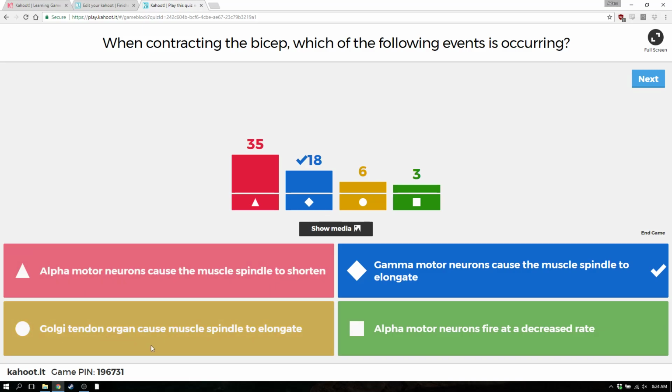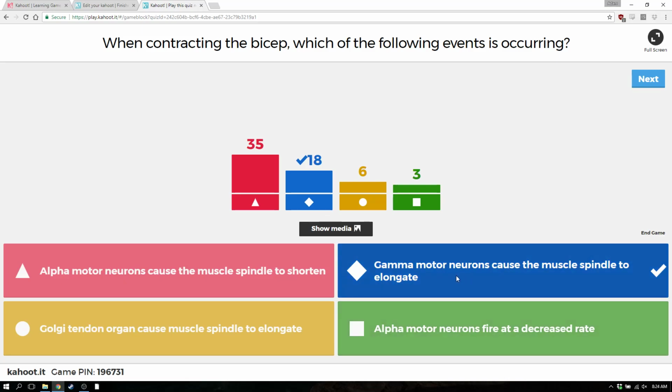Why is it not the Golgi tendon organ? Yeah, is it specifically going to be located in the tendon? It's going to be detecting what? Yeah, increased tension, and that should cause a reflex of what if it were to detect that? Relaxation, yeah, because again, you don't want to rip your muscles off from the tendon, or from the bone. How about the alpha motor neurons fire at a decreased rate? Yeah, that would end up relaxing the muscle. So this would actually be an increased rate when this was occurring.